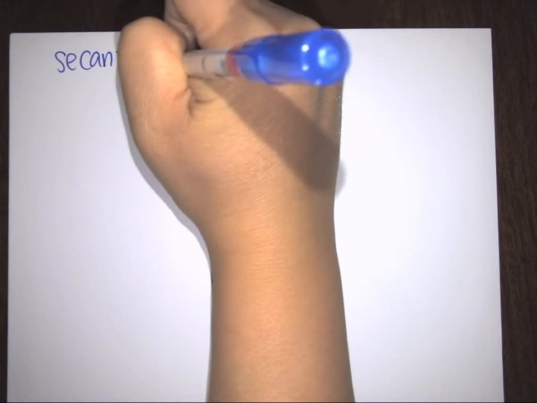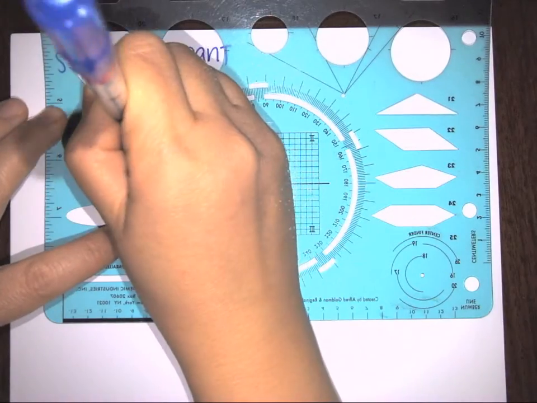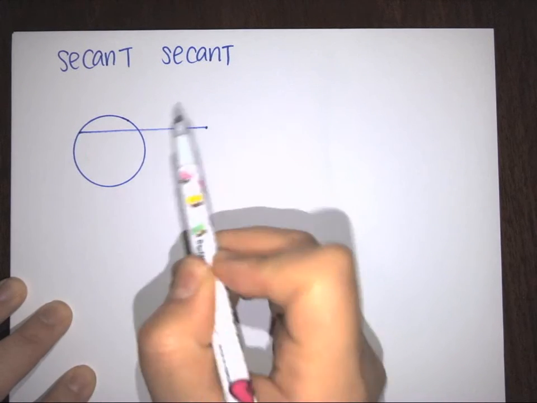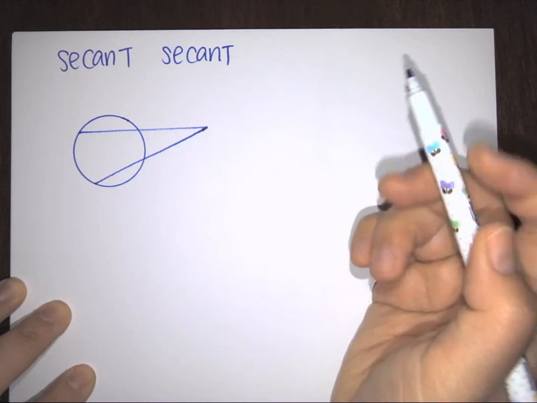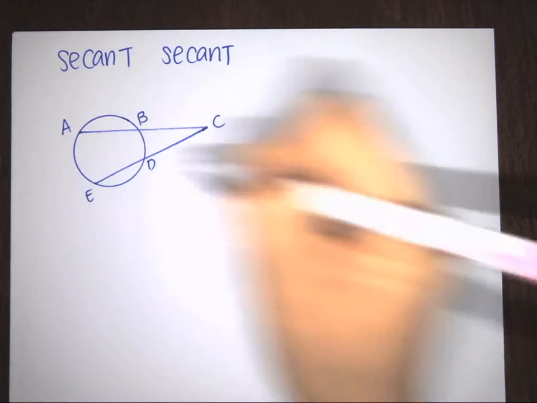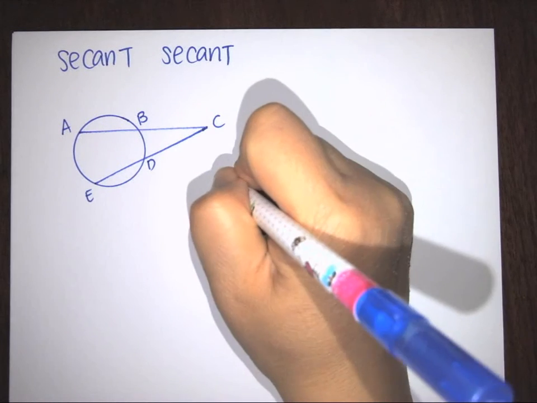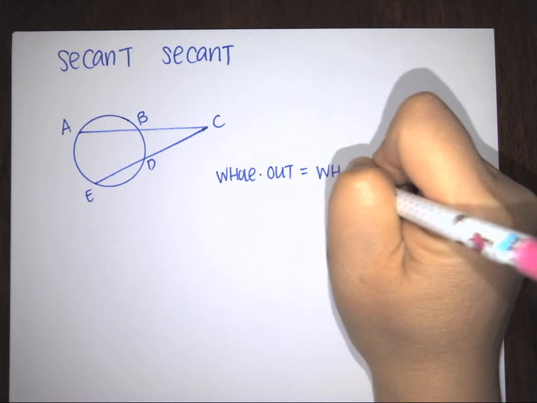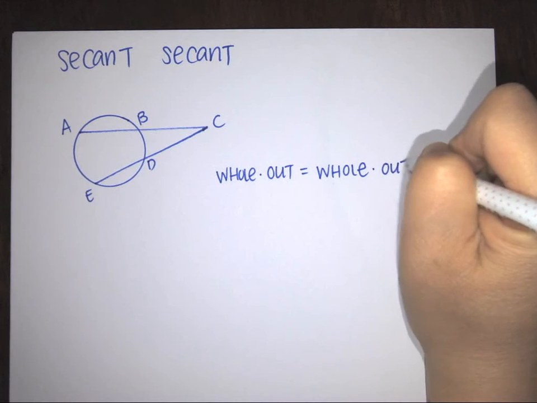The next power theorem is the secant secant. So the secant secant, we have a circle. If you remember, a secant intersects the circle at 2 points. So it would look something like this. We'll label this A, B, C, D, E. I like to call this whole times outside equals whole times outside.